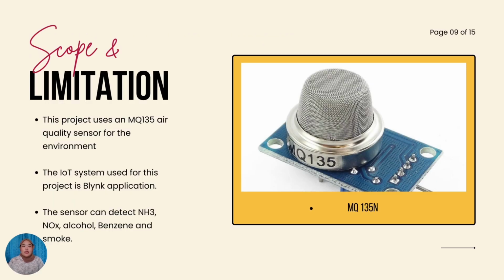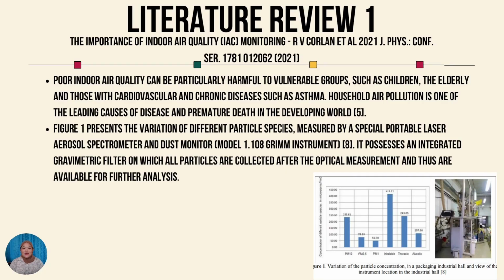Next is scope and limitation. This project used an MQ135 air quality sensor for the environment. The IoT system used for this project is Blynk application, and the sensor can detect NH3, NOx, alcohol, benzene, and smoke. Next is literature review 1.